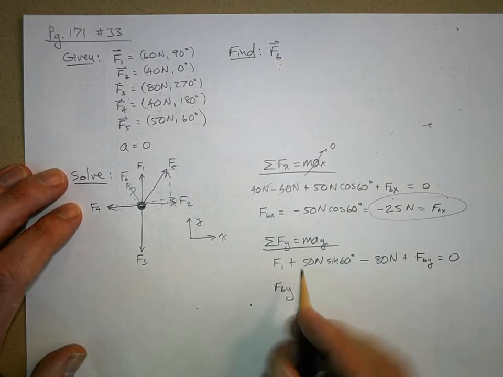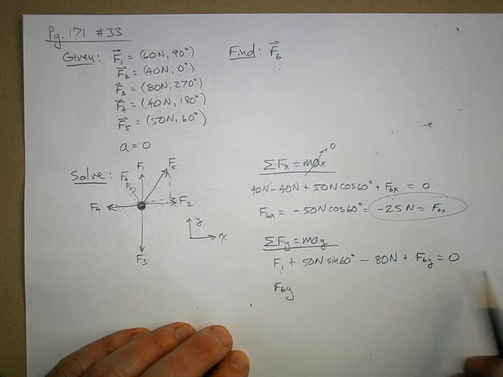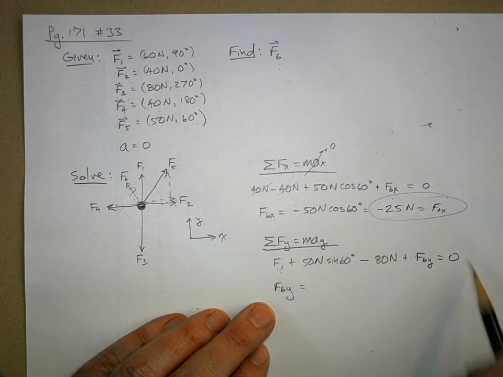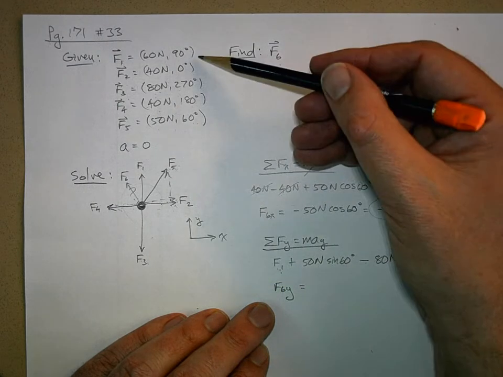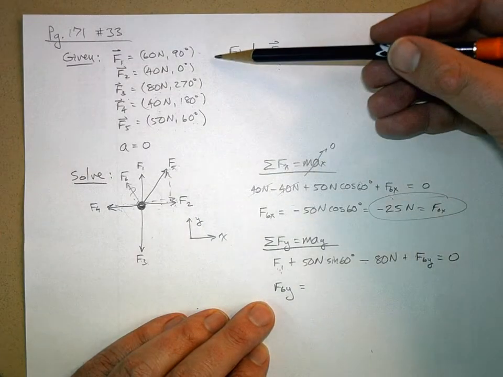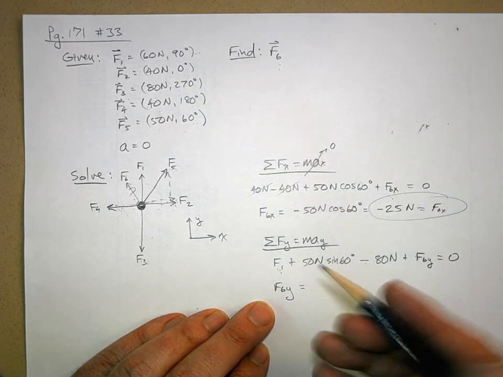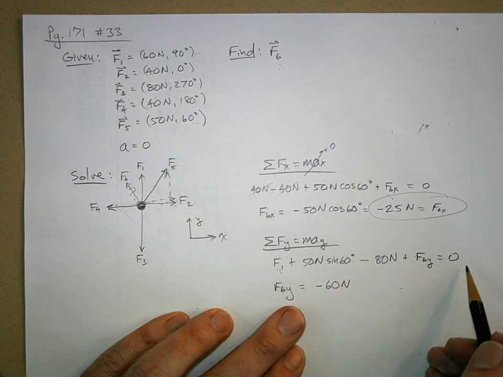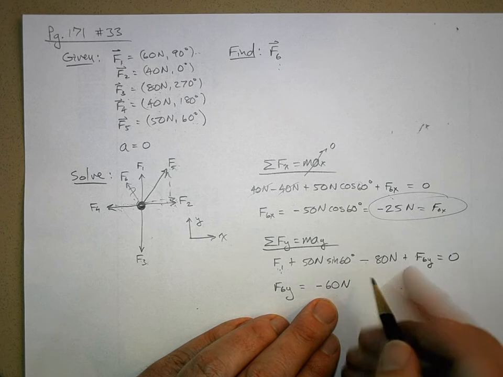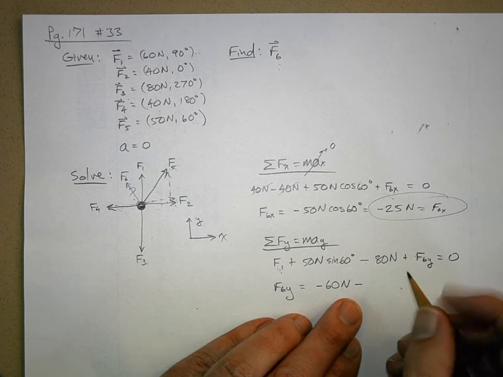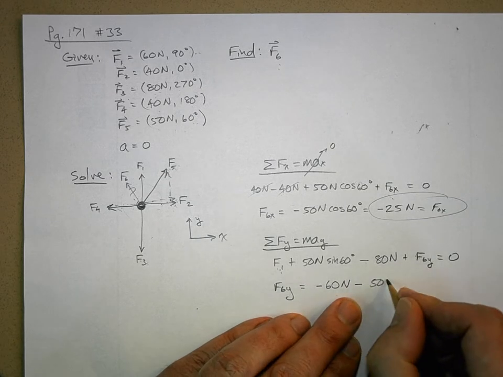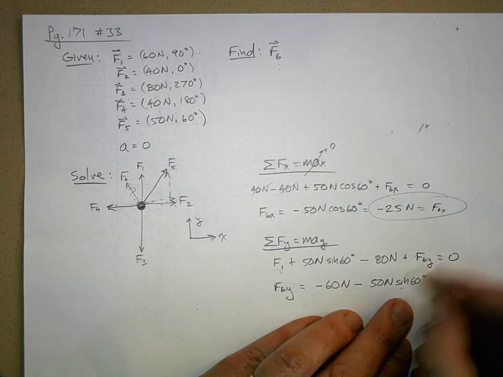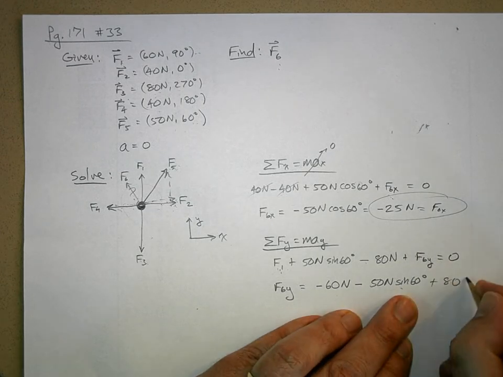So F6 in the y. Oh, I should have just plugged in a value here because I did that for all the other ones. Well, what is F1? I'm going to subtract that to the other side. F1 is 60 newtons. So that'd be minus 60 newtons, right? Because I bring this over here. And then minus 50 newtons times the sine of 60 degrees plus 80 newtons.